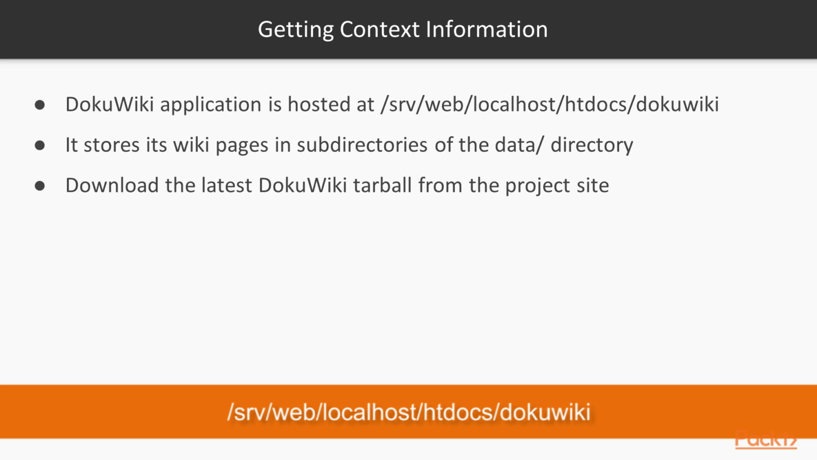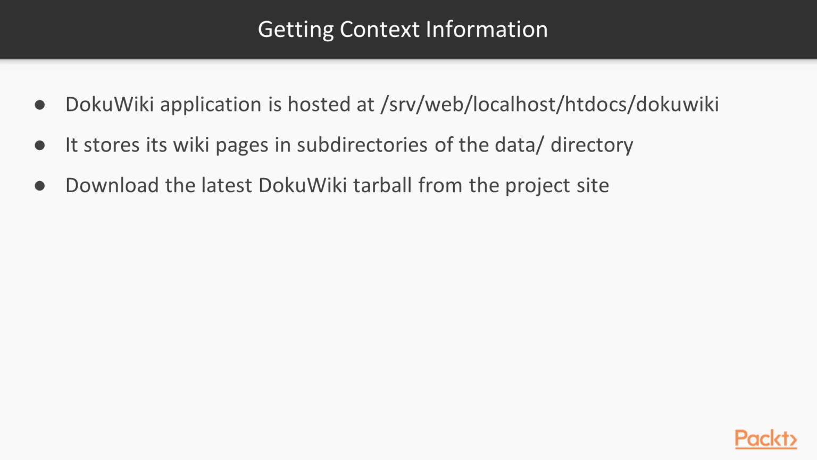Let's assume that the DokuWiki application is hosted at the dokuwiki directory within the htdocs and stores its wiki pages in subdirectories of the data/ directory. This can be accomplished by downloading the latest DokuWiki tarball from the project site and extracting it in this location. Some distributions might have a different location for the DokuWiki application, which is correctly labelled already. The example here generally follows the same labelling regardless of the distribution, allowing us to show various context-related actions.